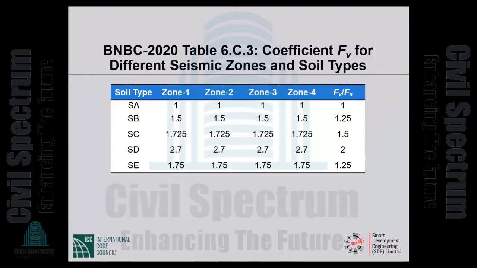F sub B, with which you amplify S sub 1 given in Appendix C. Again, there are 4 zones listed, but the values are exactly the same. Okay? So they are not zone dependent factors. And I have also listed here the ratios between F sub B and F sub A. I will show you, unless I forget, the reason I do that just a little bit later. And the ratios are 1, 1 1/4, 1 1/2, 2, and back to 1 1/4 for site class SE.